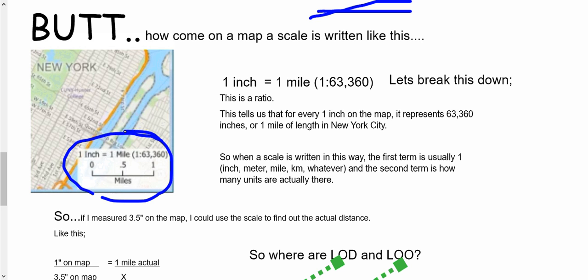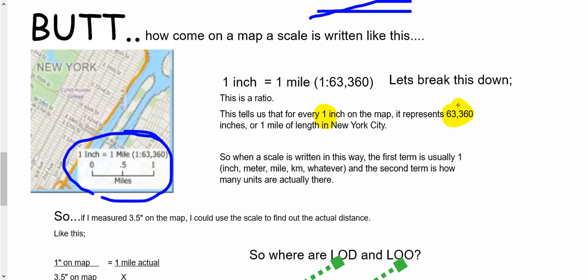Well, let's break it down. This first part is the ratio. It tells us that for every 1 inch on the map, it represents 63,360 inches, or 1 mile of length in New York City. So 1 inch to 1 mile, those are different units, and that's not cool. What we really have to say is a mile is really 63,360 inches, because it is. They put 1 inch as 1 mile just to make it easy for tourists who might get lost.